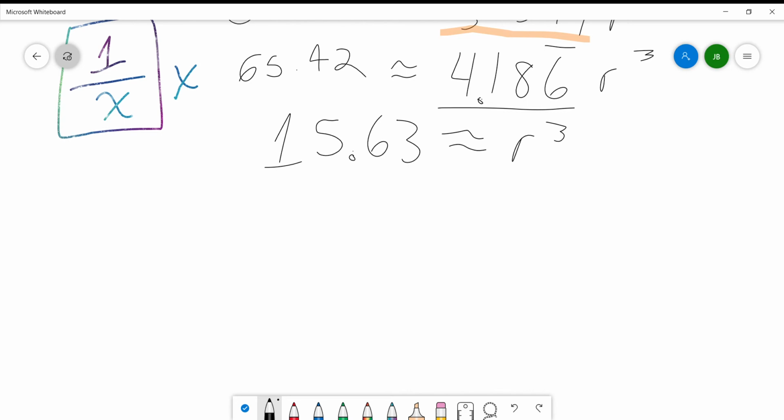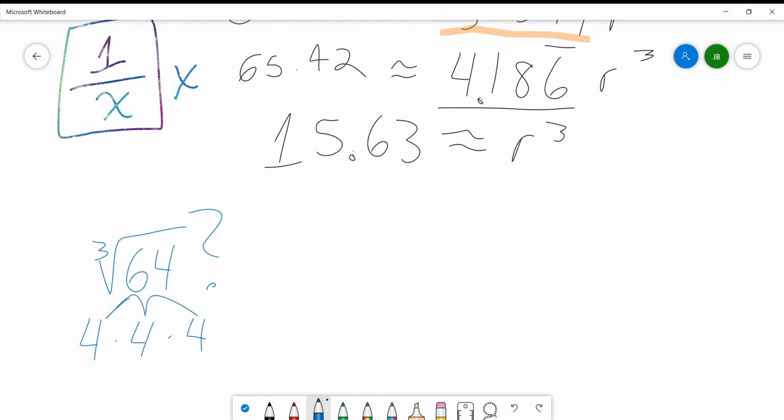So quick sidebar. What's the cube root of 64? The cube root of 64 is what times itself 3 times equals 64? The answer is 4. 4 times 4 is 16, times another 4. 16 times 4 is 64. So the cube root, remember, finds the product of 3 things.